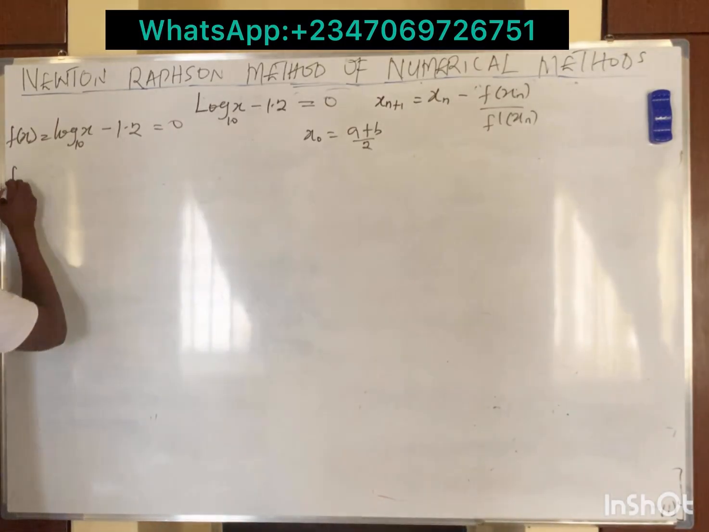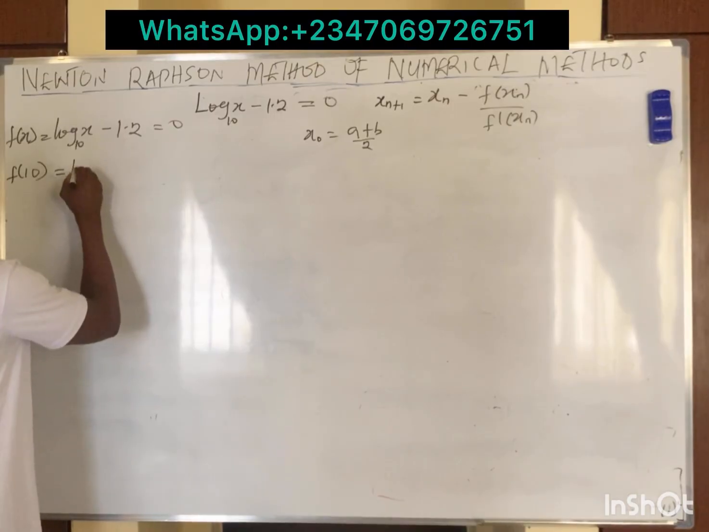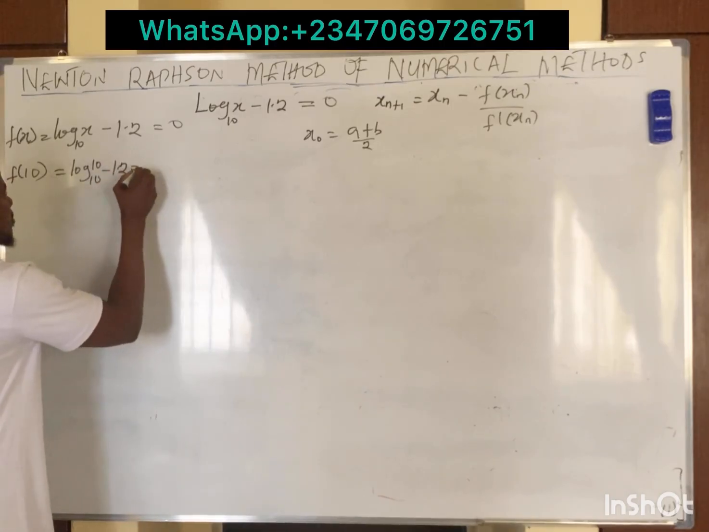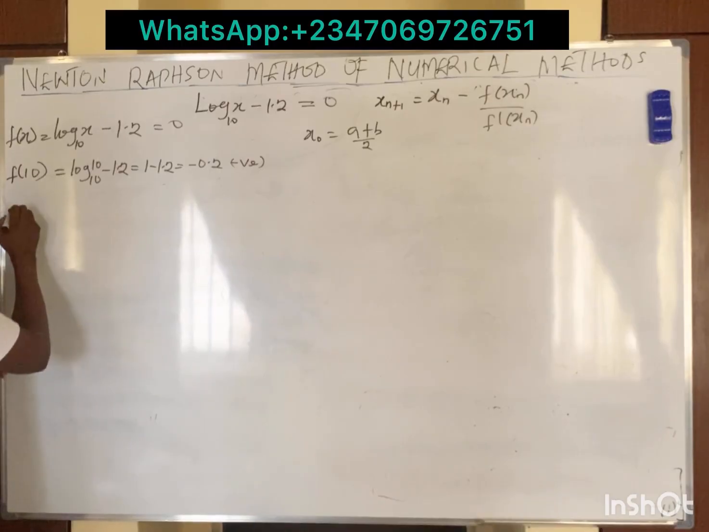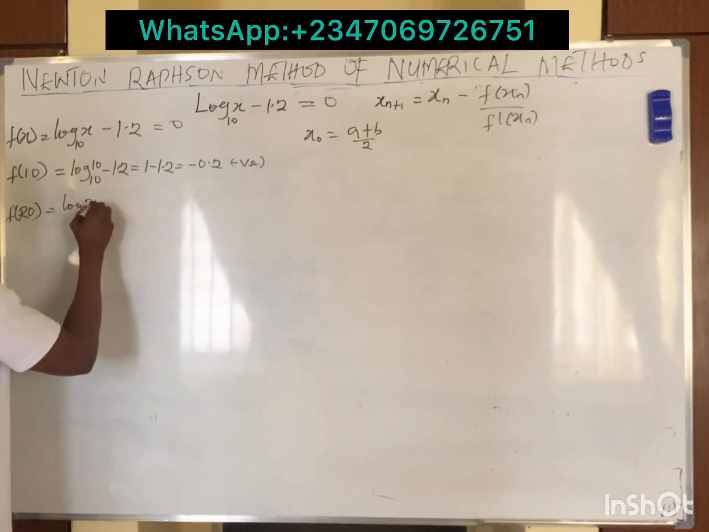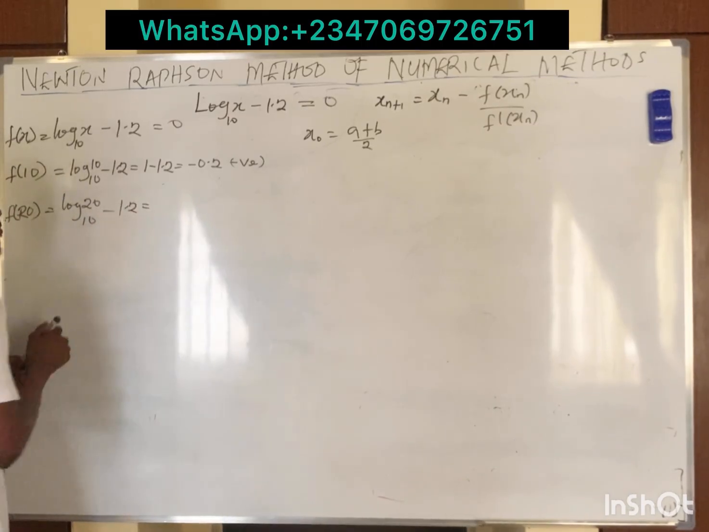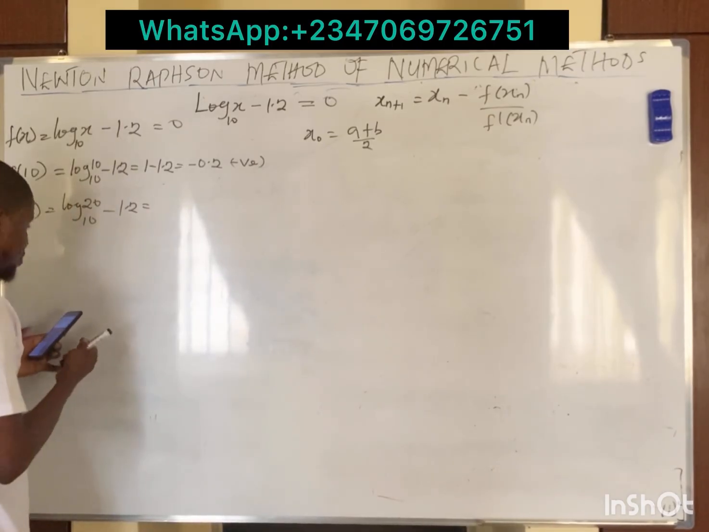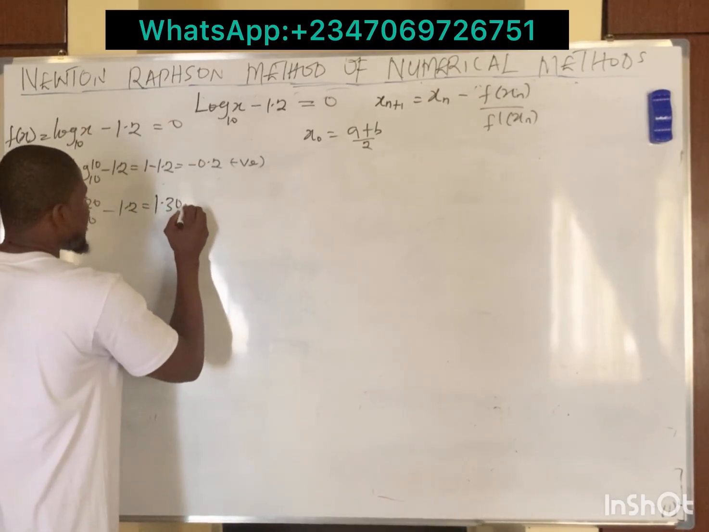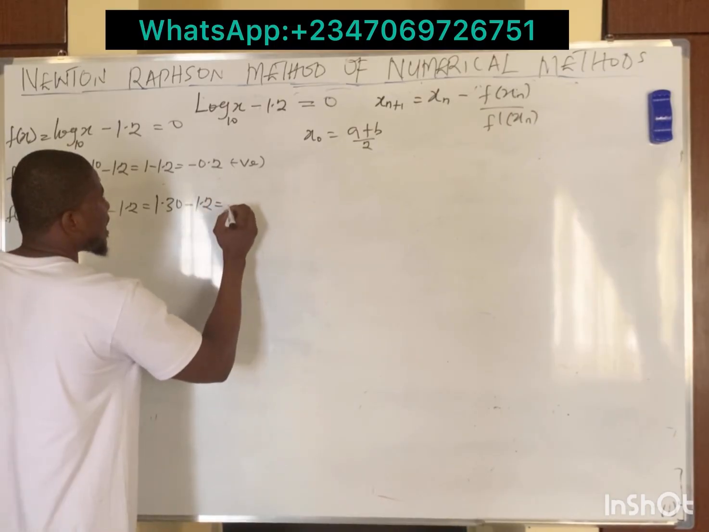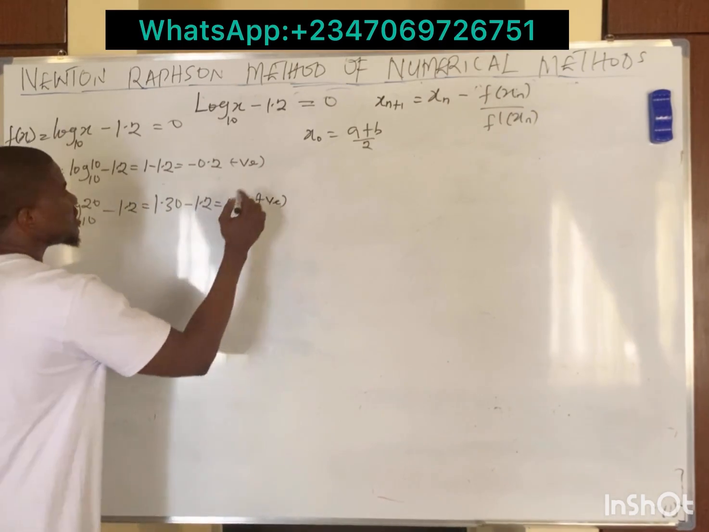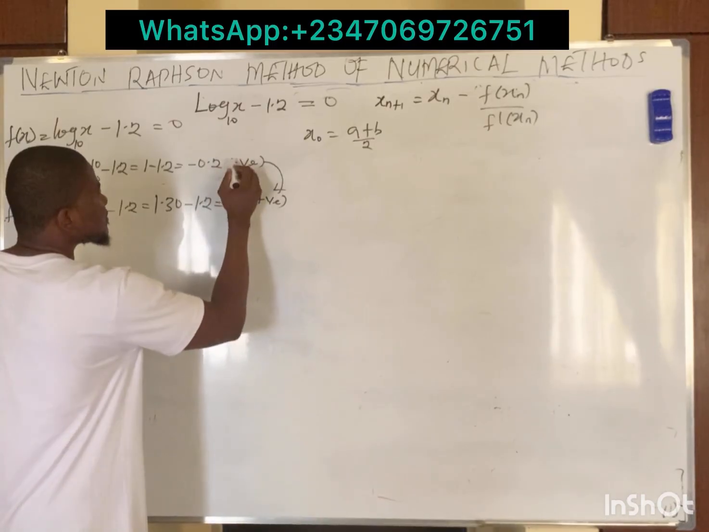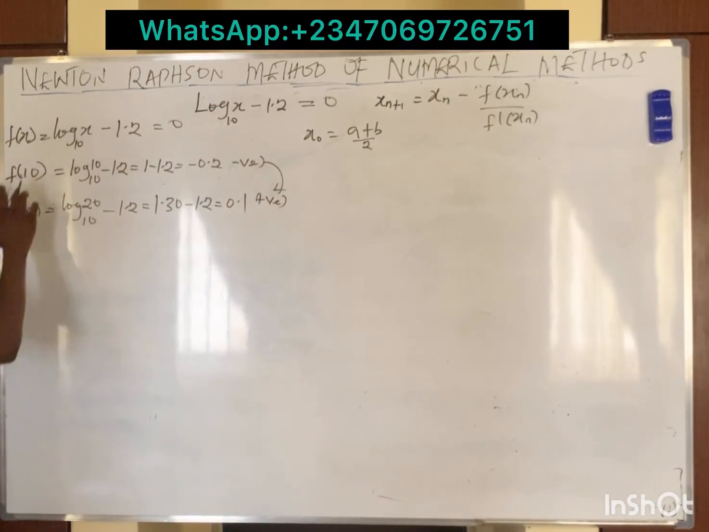So let's simply find f of 10. f of 10 becomes log 10 to base 10 minus 1.2, which is actually 1 minus 1.2, and this is negative 0.2. This value is negative. Next, we'll try f of 20. f of 20 is going to be equal to log 20 to base 10 minus 1.2. So log 20 is approximately 1.30 minus 1.2, and this will give us approximately 0.1, and this value is positive. So you see now that the function changes directly from negative into positive when x is 10 and when x is 20.